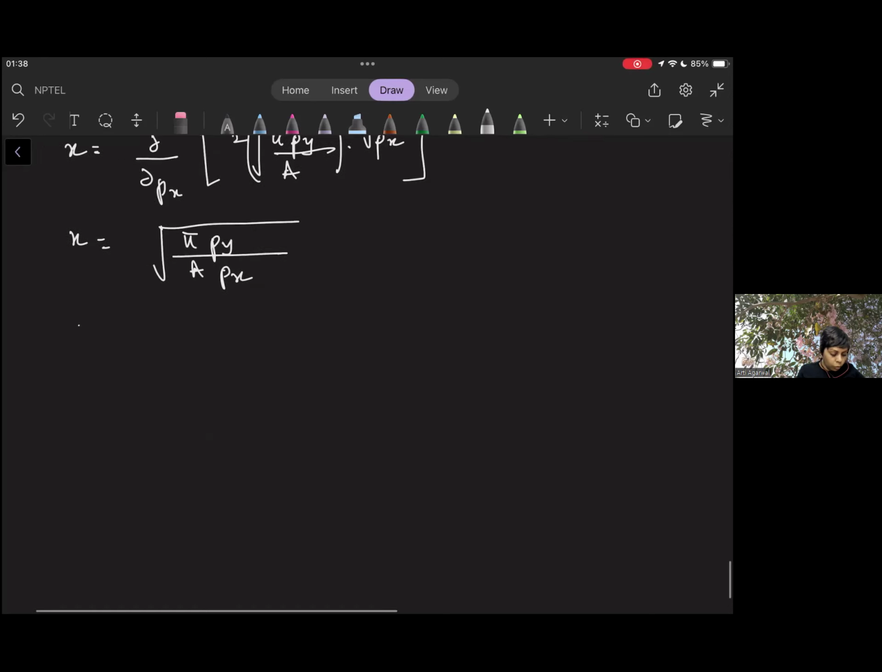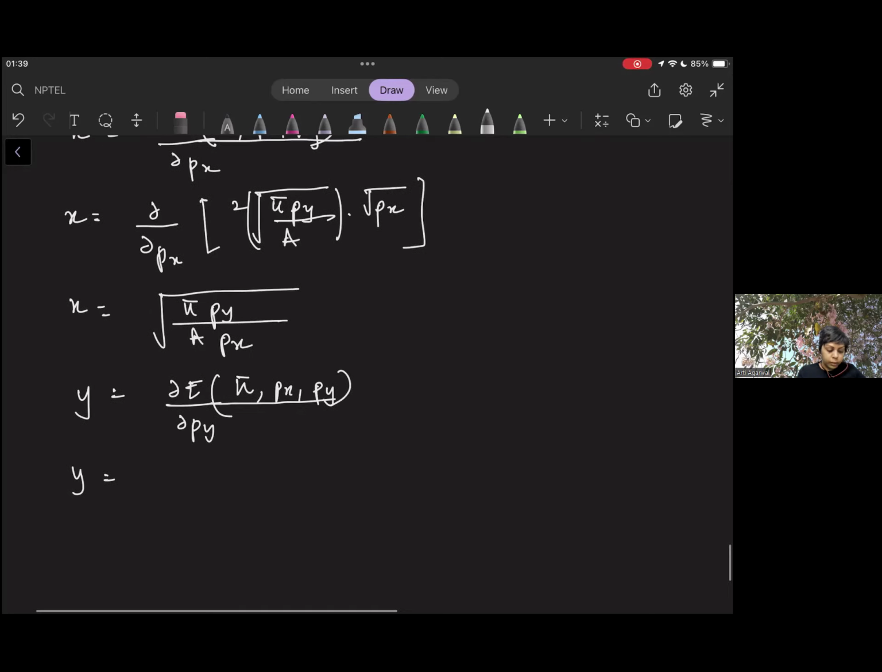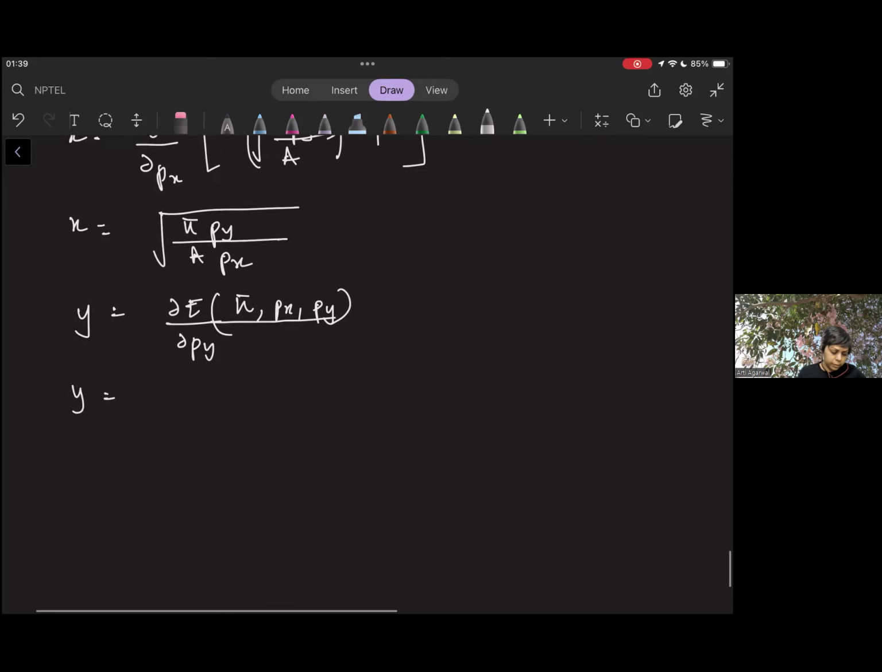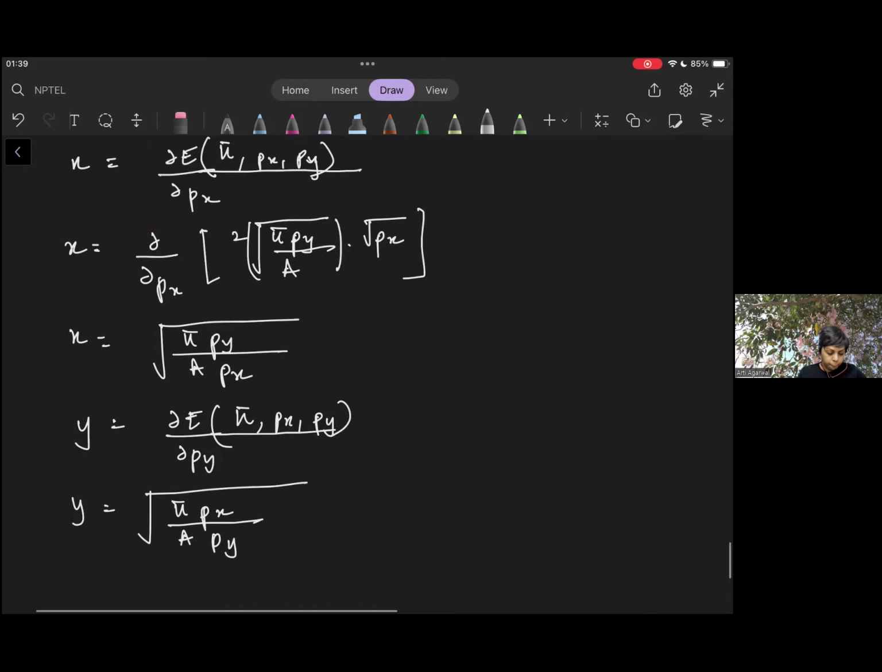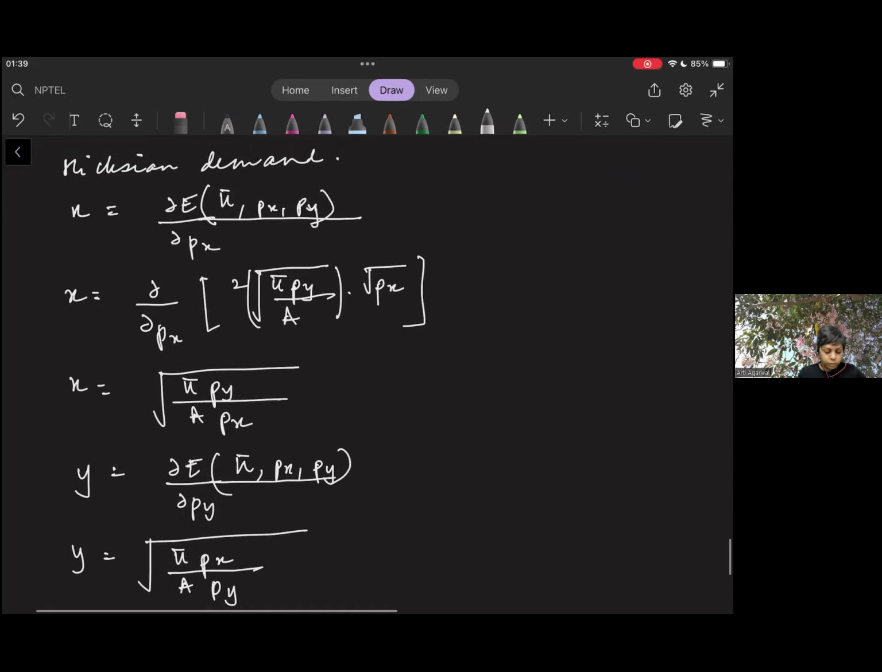Similarly, you can take y is equal to del e by del py. Again, let me clarify here, it is a function of u bar, px and py. So y is equal to, we'll get a similar result here: u bar px upon a py. I've just cut it short.